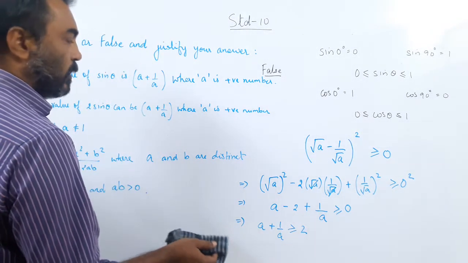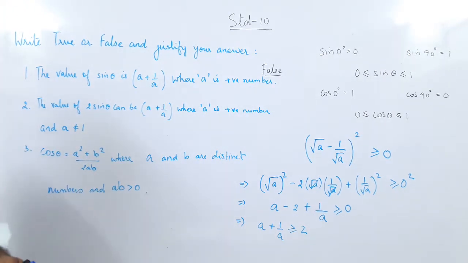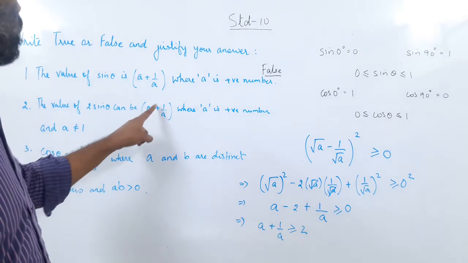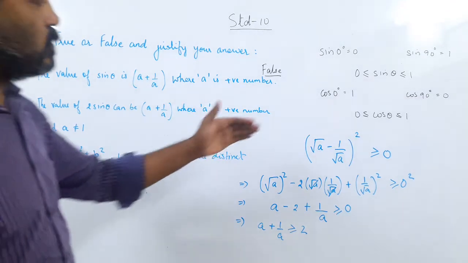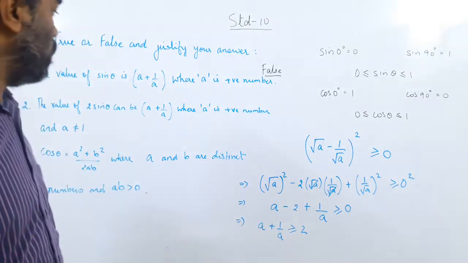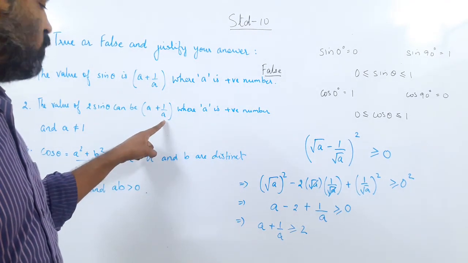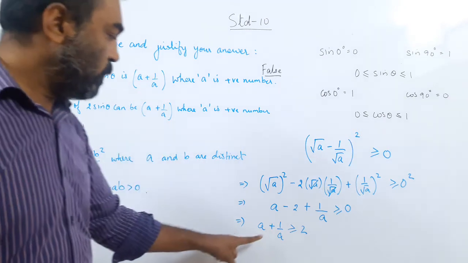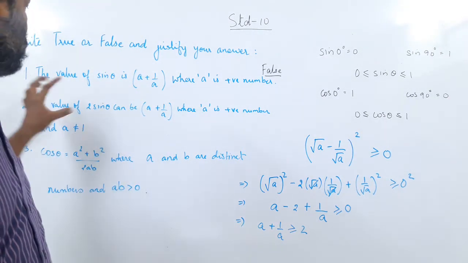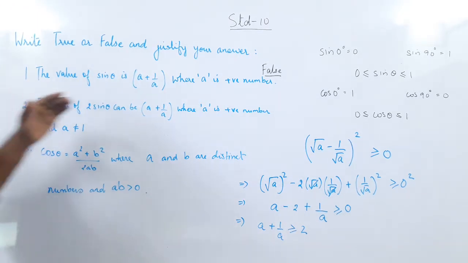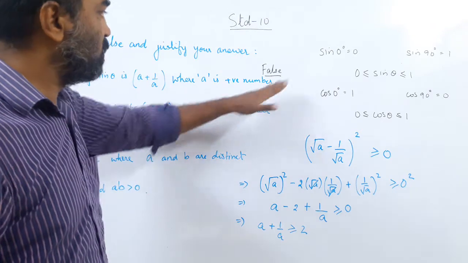Okay. Now sum number 2 also goes the same way. Again I have a plus 1 upon a, where a is a positive number. So this is the same sum you do. But now the value of 2 sin theta can be a plus 1 upon a. Now a plus 1 upon a is what they have told you, sin theta. So in the second sum also the sum continues as it is. Till here it is true. What was here? This is false.